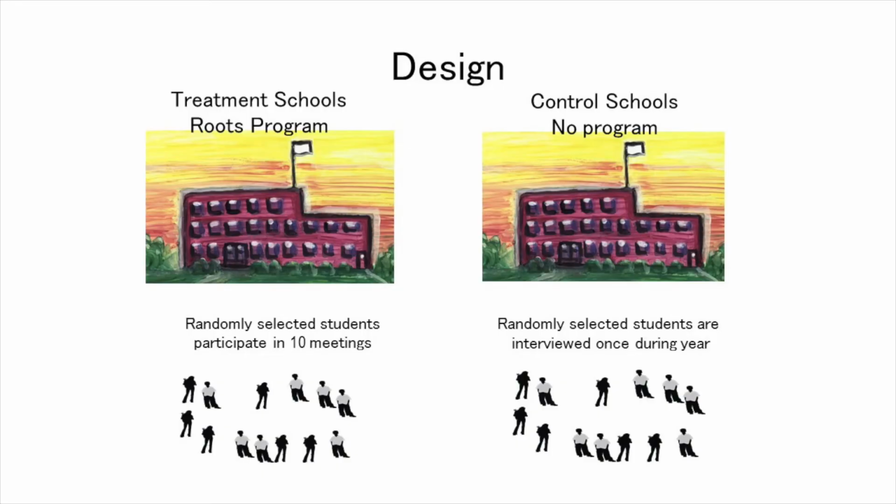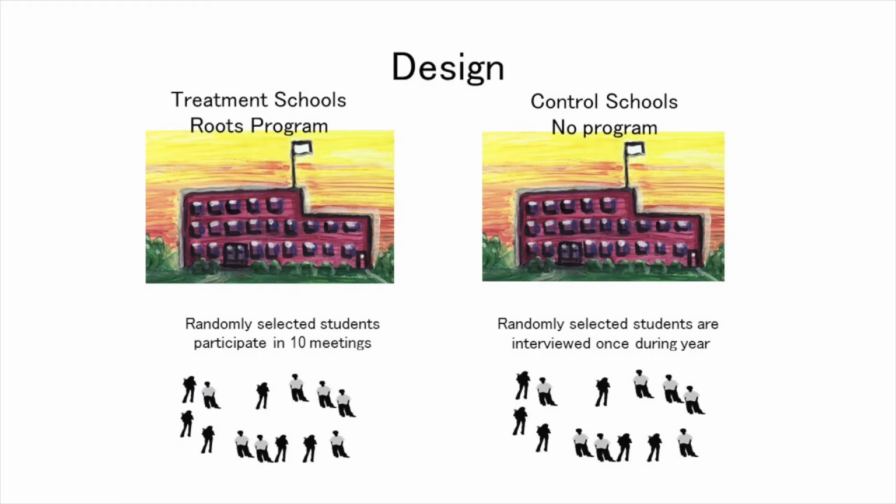So in the second round of study, we had 56 middle schools in New Jersey, and we called the program the Roots program. We did a lot of branding around it. Half of the schools were assigned to this treatment condition. The other half were assigned to the control condition. And in the control condition, we randomly selected a group of students, scaled based on the size of the school, and we just interviewed them once during the year to find out what was going on in their school, what sort of experiences they had.